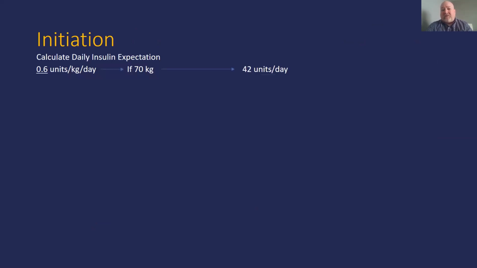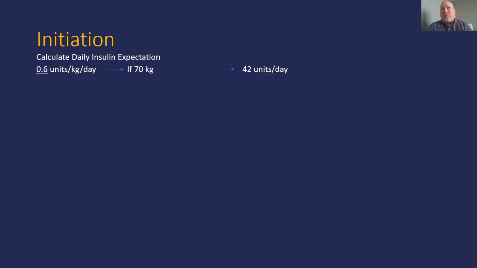You don't have to use 0.6. This is on a scale of like 0.1 to 1, where 0.1 is a really low dose, conservative starting point. 1 would be an extremely aggressive starting point. 0.5 is right in the middle. 0.6 is a hair more aggressive than the middle. I find that's where most people tend to start this out, 0.6 units per kilo per day.